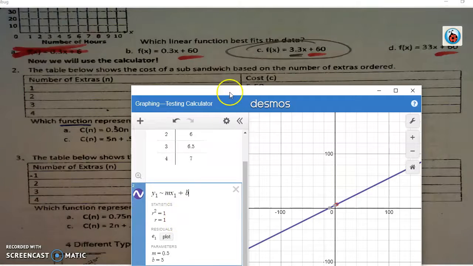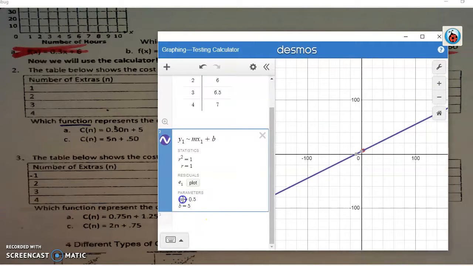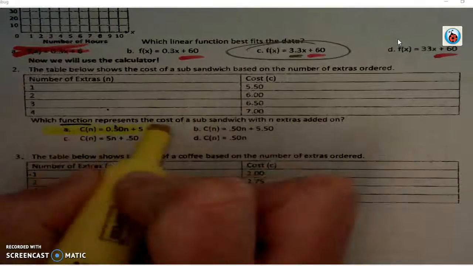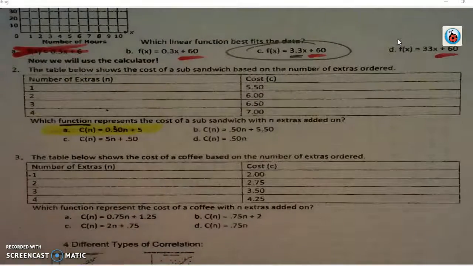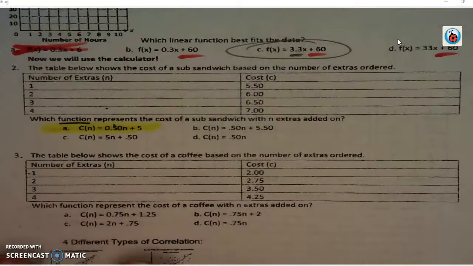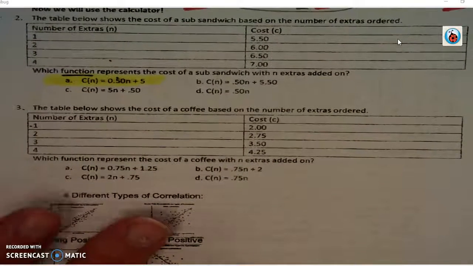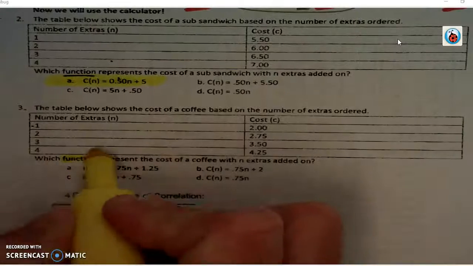And Desmos will give you the slope, which is 0.5, and it will give you the y-intercept, which is 5. So 0.5 is your slope, and 5 is your y-intercept, which gives you answer choice A. Number 3, this time you have coffee based on number of extras ordered, the cost of a coffee. And again, it's asking for the function.